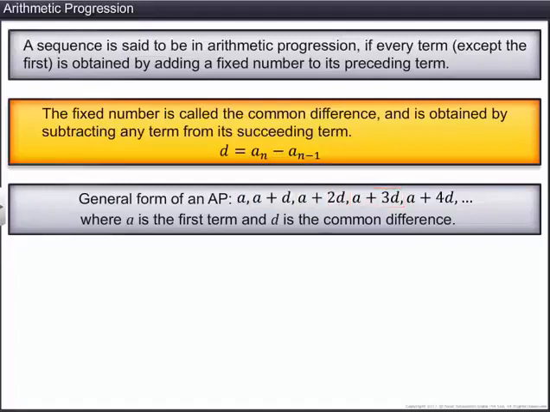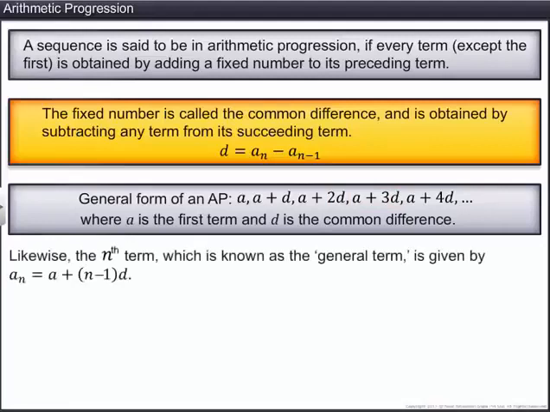Likewise, the nth term, which is also known as the general term, is denoted by a subscript n and is equal to a plus (n-1) into d. With the help of this general term or nth term, we can find out any required term in the sequence without actually finding the preceding terms.